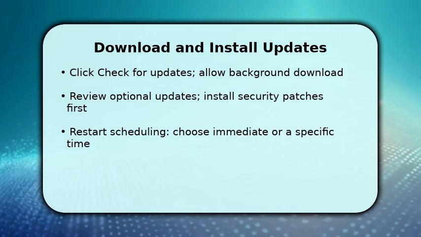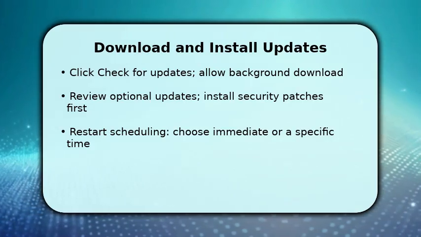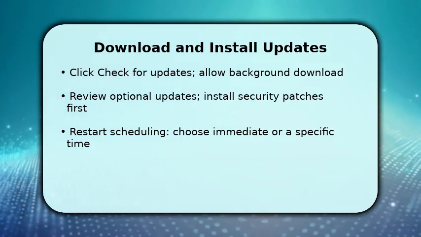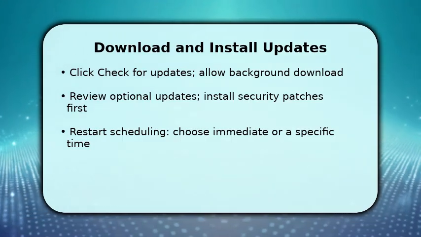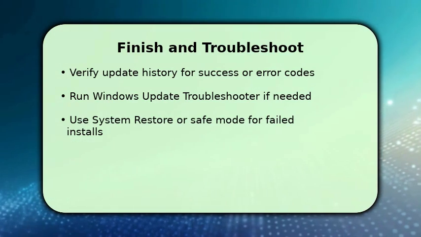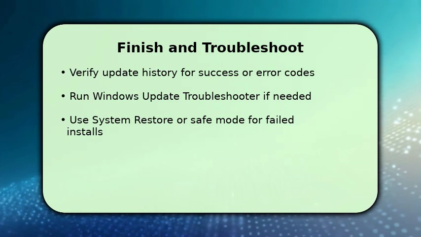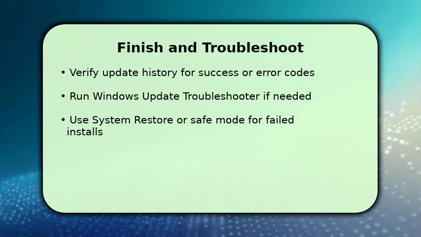While installing, Windows may reboot several times. That's normal because the system applies changes in stages to avoid corrupting files. You complete the process by reviewing update history in Settings to confirm everything installed correctly. This shows error codes if something failed.